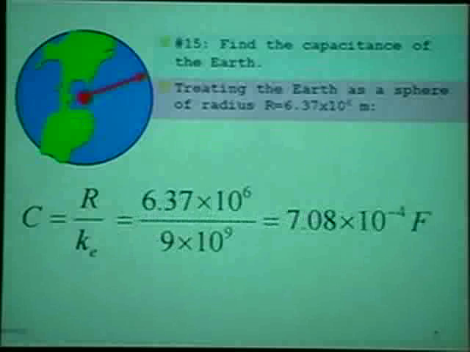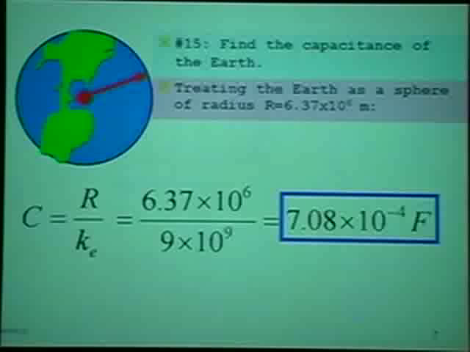6.37 times 10 to the 6 meters divided by 9 times 10 to the 9 equals 7.08 times 10 to the minus 4 farads. That is the capacitance of the Earth. Seems a lot smaller than you might expect, but there is a pretty large sphere as it is.